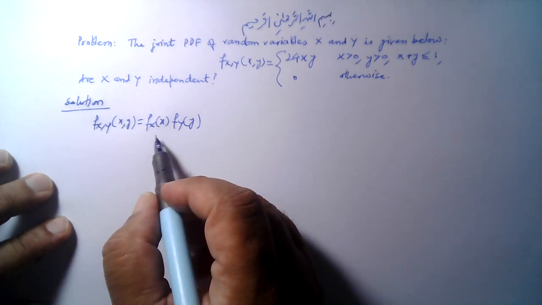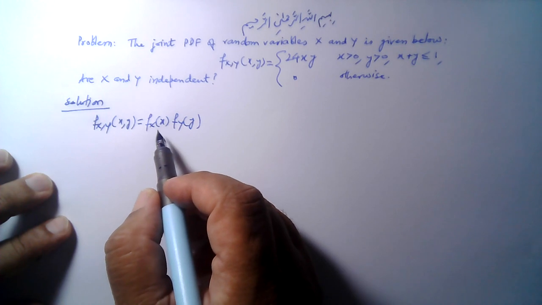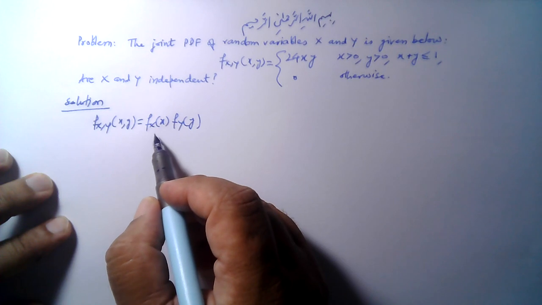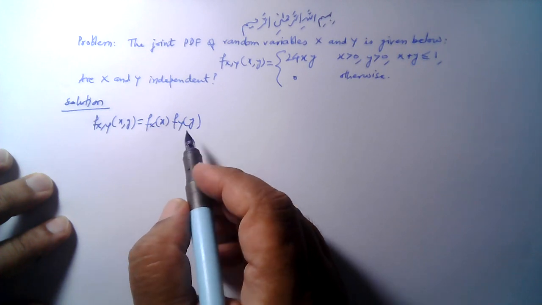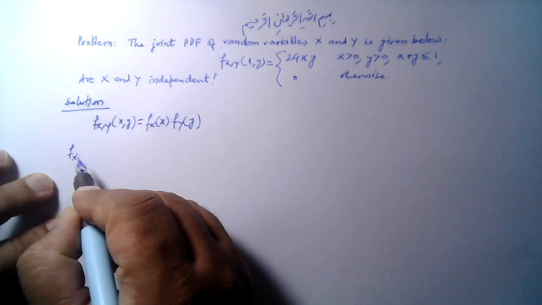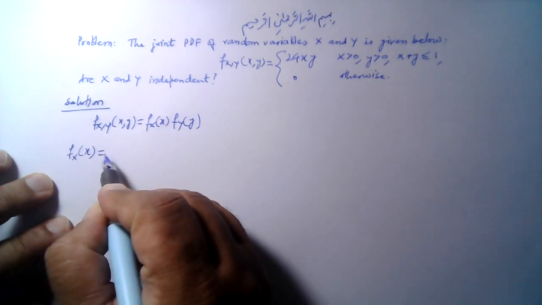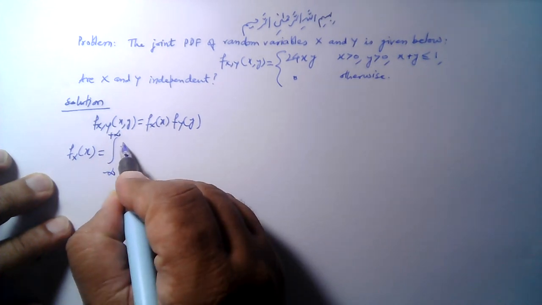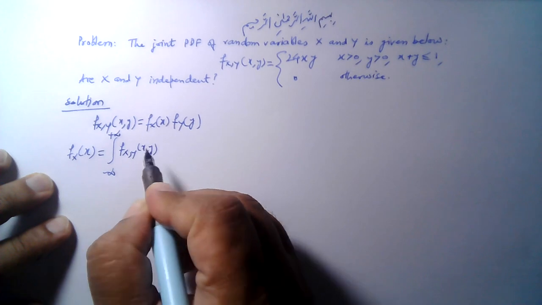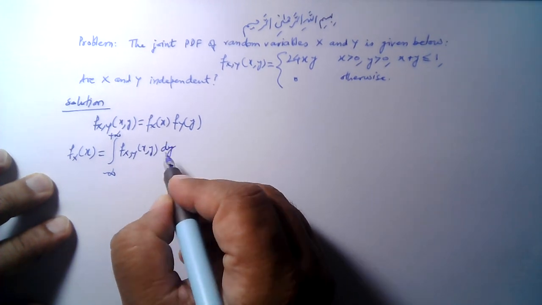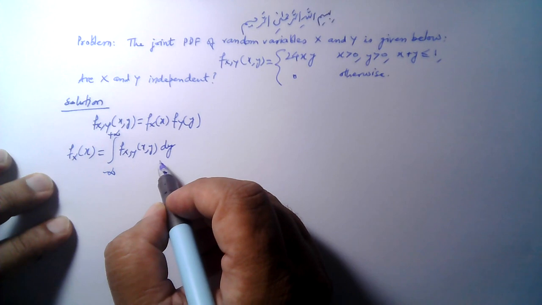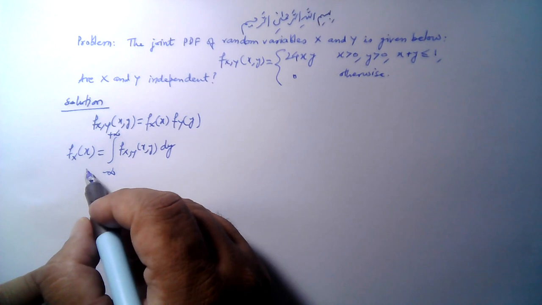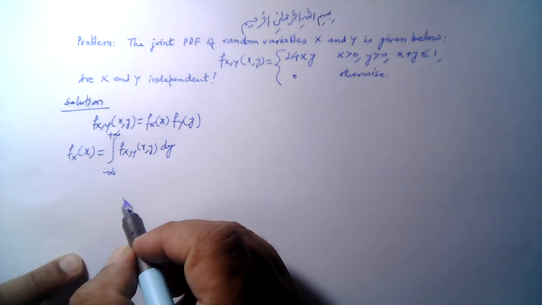So to establish whether this condition is true or not for the given joint PDF, we first need to find the marginal PDFs of random variable x and random variable y. The marginal PDF of random variable x, for example, is given by this integral from minus infinity to plus infinity of f_xy(x, y) dy. We integrate out the random variable y from the joint PDF to obtain the marginal PDF of random variable x, right?